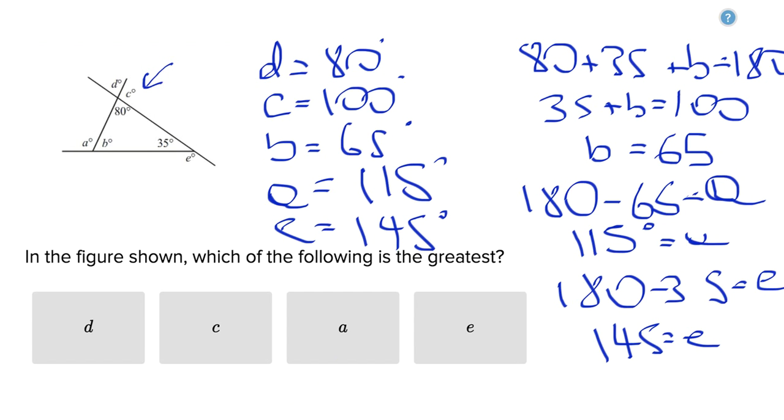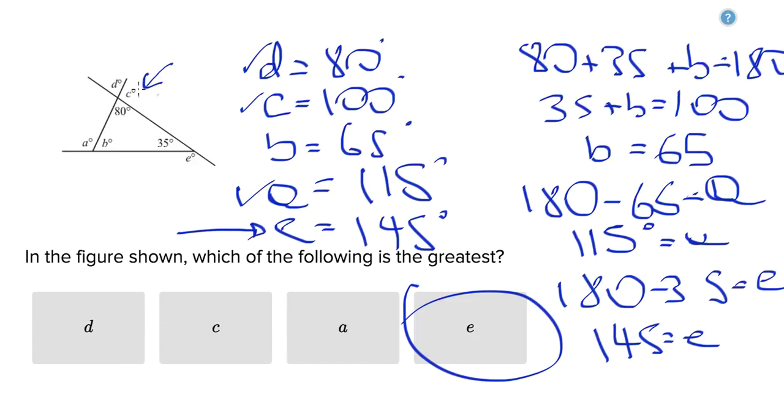And among these answer choices then, we know the largest number on this list happens to be E. E is the largest angle, so which of the following is greatest? Compared to A, which is 115, which is smaller than 145, C, which is 100, smaller than 145, and D, which is 80, smaller than 145, E is the greatest angle measurement shown in this figure.